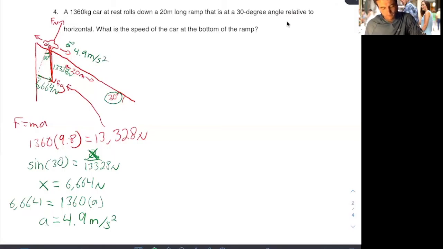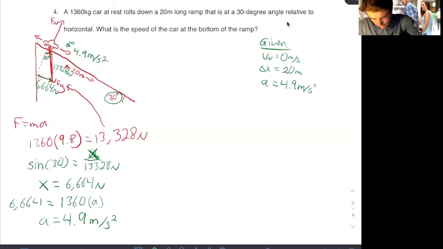Okay, so now we got our acceleration. Let's write down our givens. We have the initial velocity, which equals 0 meters per second. We have our displacement, because the ramp is 20 meters long. What else do we have? We have the acceleration we calculated, 4.9 meters per second squared. We don't have the time, but that's okay, because we have equations that factor out time. And we want to find the final velocity.